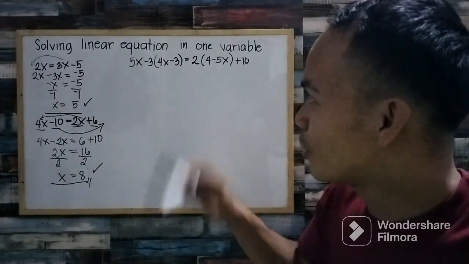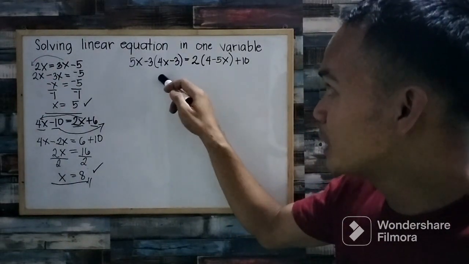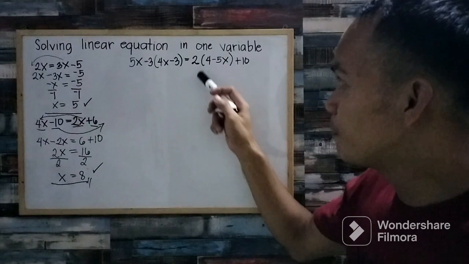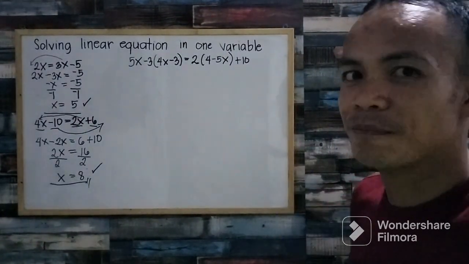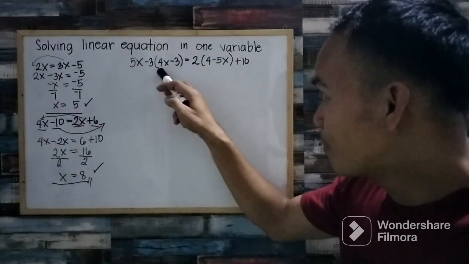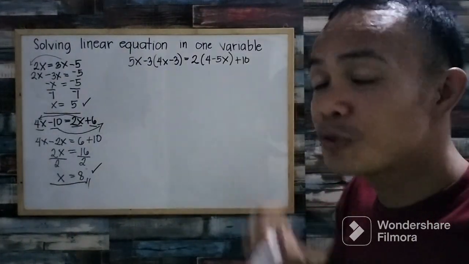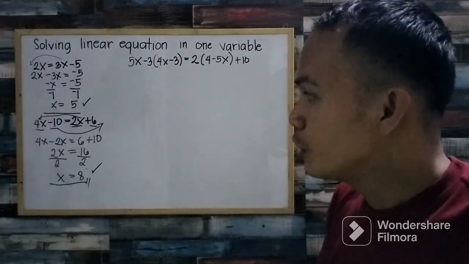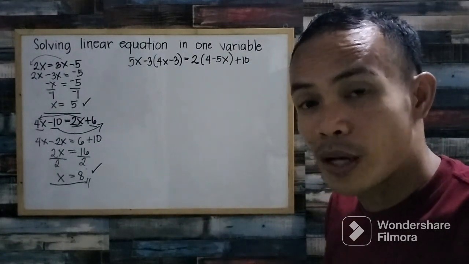Okay, so let's proceed to our third example. We have 5x minus 3 times 4x minus 3 is equal to 2 times 4 minus 5x plus 10. So it is quite long. So of course we have that parenthesis there, right? So we have to remove that parenthesis using the distributive property of equality.